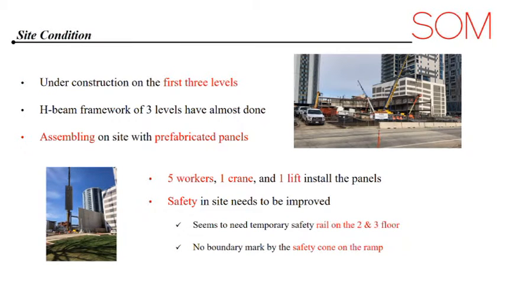By the time we arrived at the site, the company was constructing the first 3 floors, and the steel frame systems were almost finished. Totally 5 workers, 1 crane and 1 lift were observed as working on the wall assembling cycles. Additionally, according to the observation, the site did exist some potential safety problems needed to be improved, but as they don't have real impacts on productivity, these problems won't be further discussed in our study.